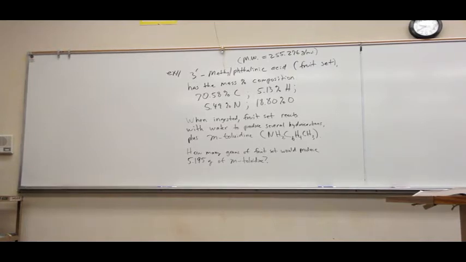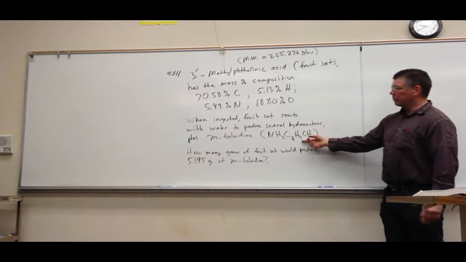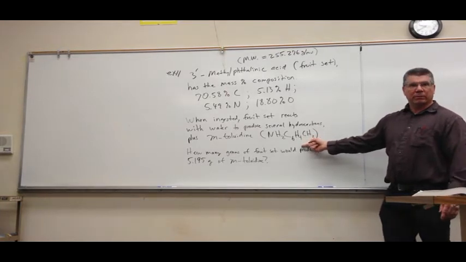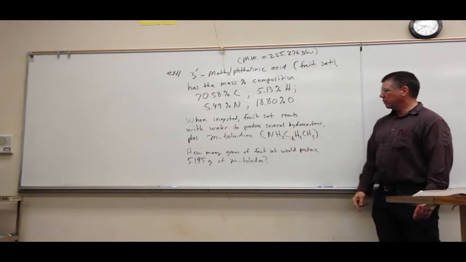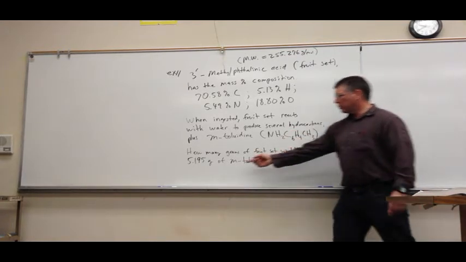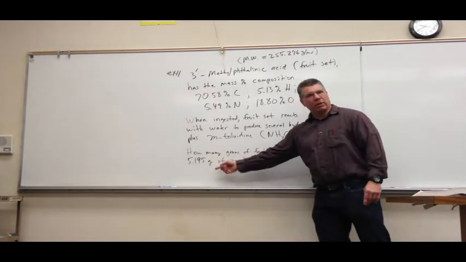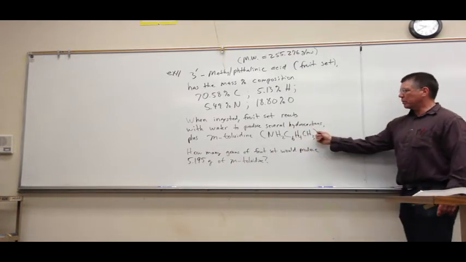We have to calculate the molecular weight of the metatoluidine. Yes, you still have to do that. Absolutely. And why do we do that? Because you need to know how many moles there are per gram. So we find the molar mass, take the grams over the molar mass. That gives us moles of metatoluidine.